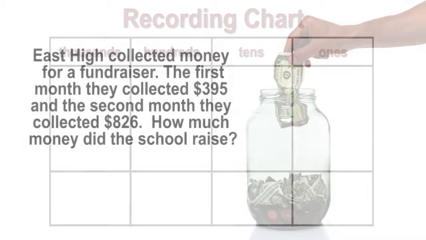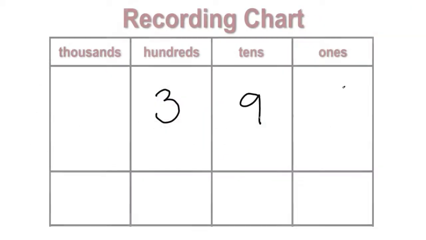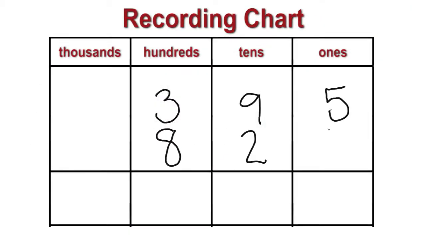Our next problem is about East High School collecting money for a fundraiser. The first month they collected $395 and the second month they collected $826. How much money did the school raise? Let's write 395 plus 826 on the record chart. First, I add the 5 ones and 6 ones to total 11 ones. If I combine 10 of the ones together, I can regroup it to the tens place and record 1 ten and 1 one on my record chart.